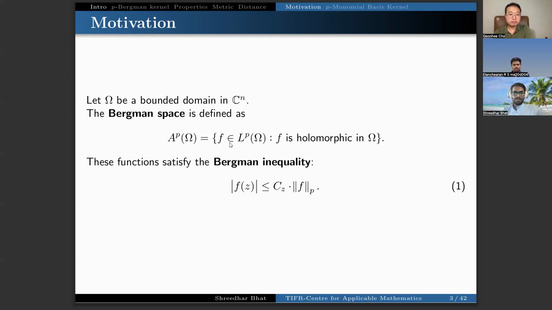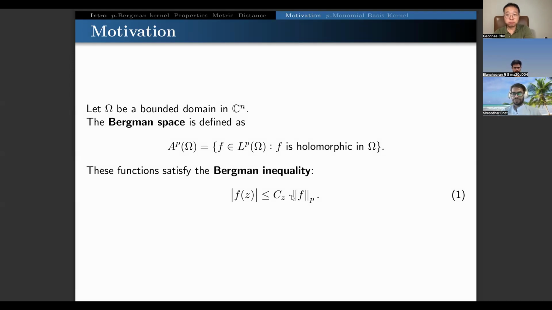One of the nice things about these functions is that they satisfy something called the Bergman inequality, which says: fix a point z in your domain omega, then the modulus of f of z will be less than or equal to some constant times the p norm of f. Notice that this constant is independent of the function f. So this is for all functions f in AP.